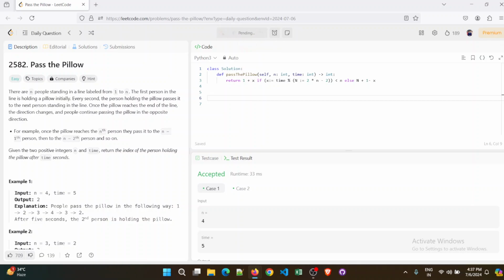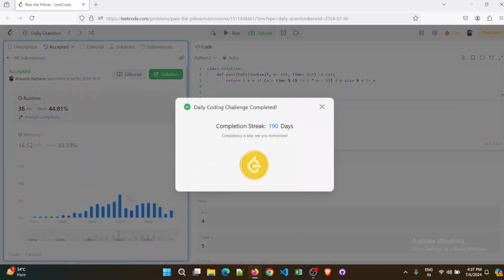Also, let's submit the code. Okay, it accepted. We complete the streak of 190 days.